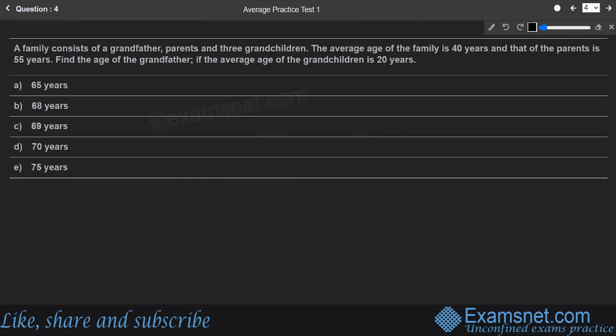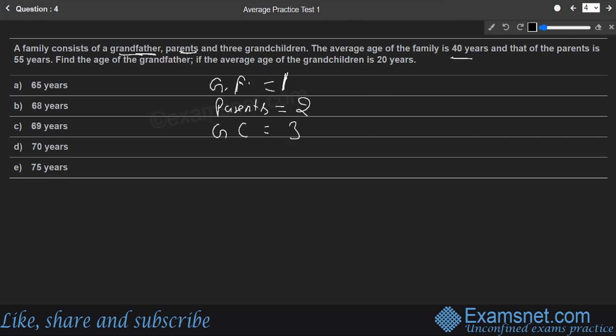Now, a question: a family consists of a grandfather, so there is one grandfather only. How many grandfathers are there? One grandfather. Parents, there have to be two parents, as they say parents in plural. So there are two parents, mother and father, and 3 grandchildren. How many grandchildren are there? There are 3 grandchildren. So this is the total strength of the family.